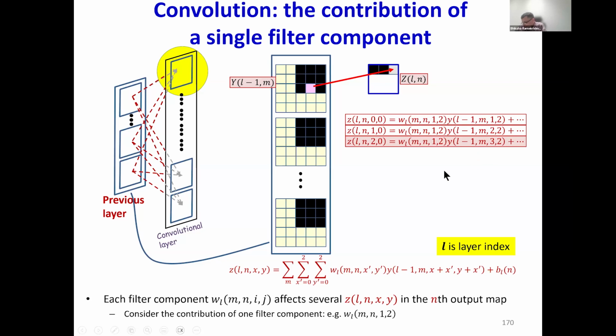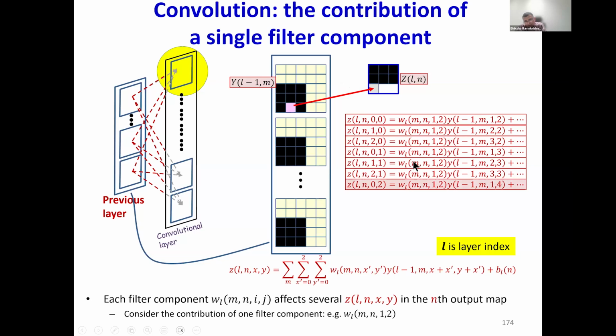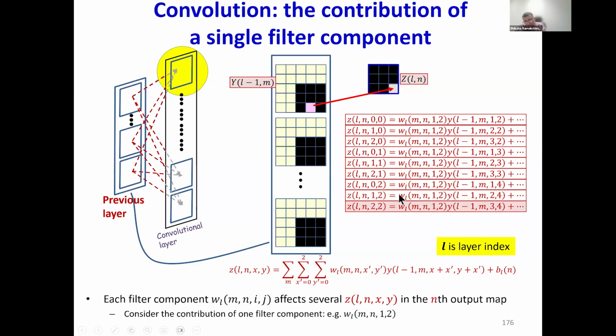Right. And so if I actually go through this sequence of computations, here's what you're going to see. To compute Z(x,y), W(x',y') must multiply Y(x+x', y+y'). This should be y plus y prime, right? Because the indices of Z and W must sum to give you the index of Y. That makes sense? Yes, no? Okay.